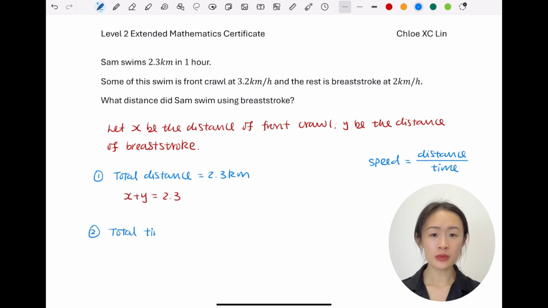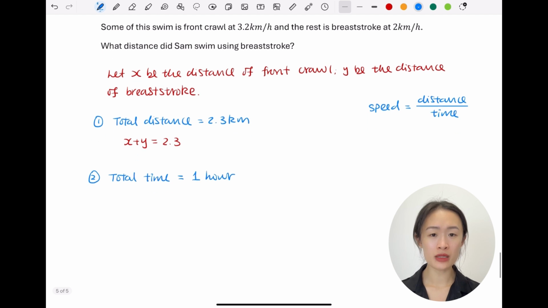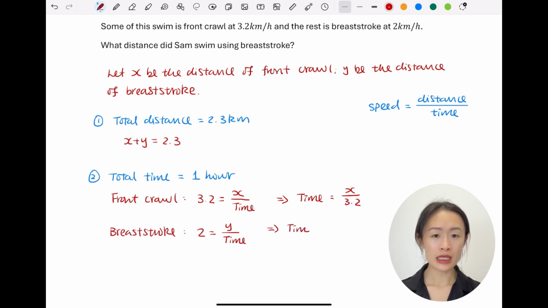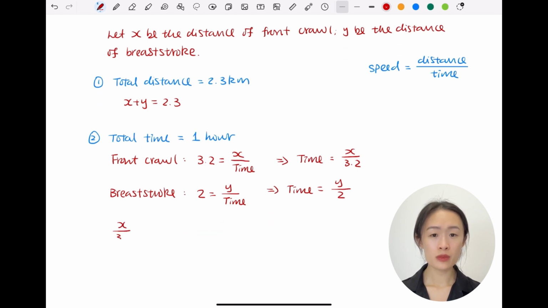Now the total time is 1 hour. We haven't been given any information about the time of each journey, but we are given the speed. So speed equals distance over time. When using front crawl, the time is x over 3.2. When using breaststroke, the time taken is y over 2. So now we know x over 3.2 plus y over 2 needs to be 1.